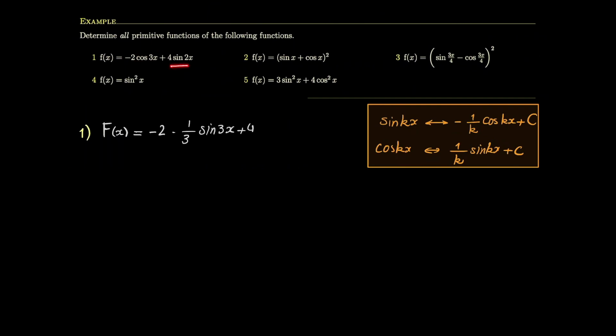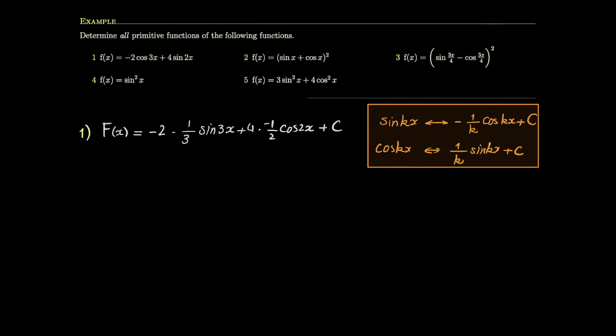Now for this one, I use this formula, and I give the role of k to 2, so it becomes 1 over 2, yes? Sorry, minus 1 over 2, and then cosine 2x. And then I have a constant.